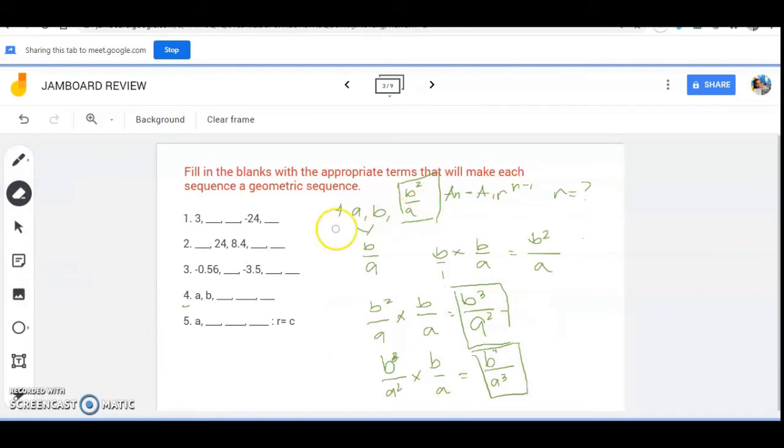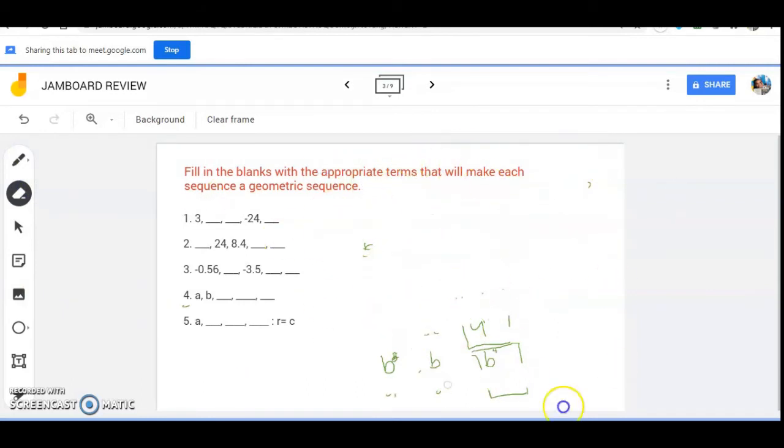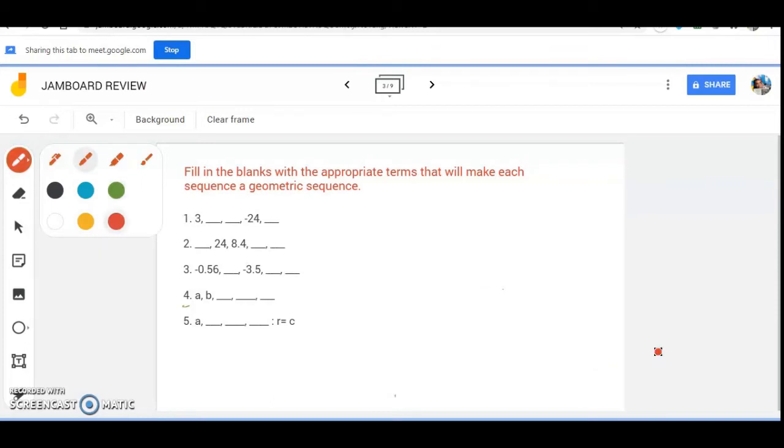Erase natin to para mag-review kayo ulit. Next, let's have number 5. Yes, okay. For number 5, we do not have second term, but we were given the last term. So we have the first term, a, and we have to multiply a constant number that is c to the second term.